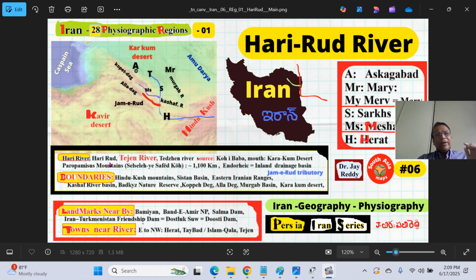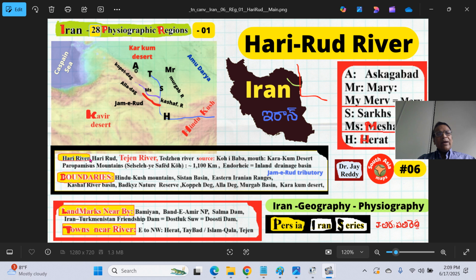Harirud River is also called Tejen River. Tejen is a town in the Akal province of Turania, that is Turkmenistan today. Because the river is pronounced and spelled differently in Turkic, Persian, Arabic, Tajik and Dari languages, you will see various forms of the spelling. So I have put some of them here.